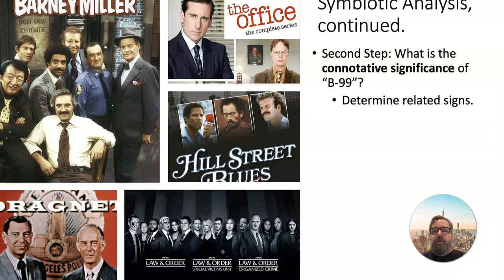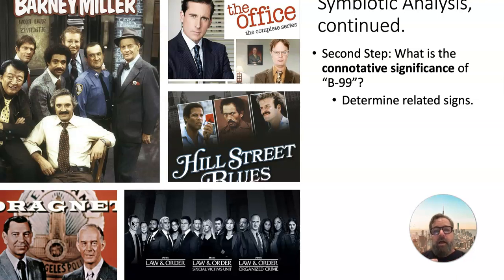But for the connotative significance of Brooklyn Nine-Nine, we have to look at related signs. There are lots of cop shows on TV. There are lots of workplace comedies on TV. Barney Miller is an old show from the 70s. Hill Street Blues, Dragnet's a show from the 60s. Of course, I'm sure you're familiar with the Law and Order franchise.